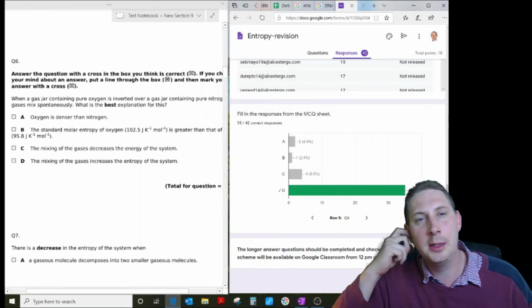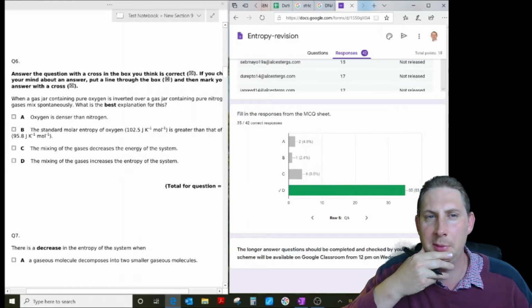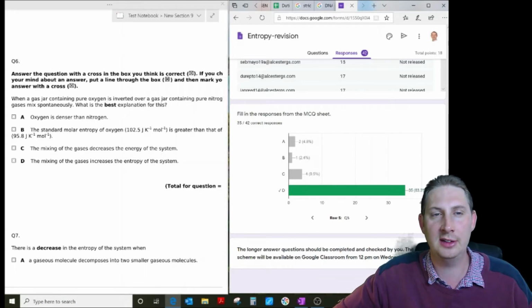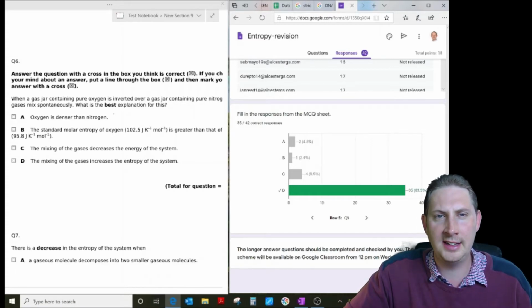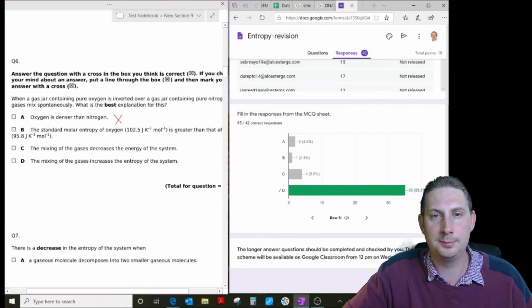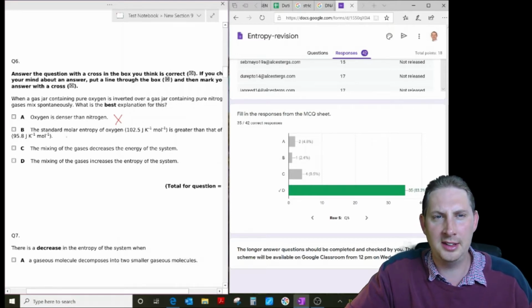When a gas jar containing pure oxygen is inverted over a gas jar containing pure nitrogen, the gases mix spontaneously. You know this, the gases will just naturally mix. Why is that? Well, it's not that oxygen is denser than nitrogen. If that was the only driving factor, then you'd end up with oxygen sitting at the bottom and nitrogen sitting on top. It's nothing to do with the standard molar entropy of oxygen or nitrogen either. The reason they mix is that the mixing of the gases increases the entropy of the system.